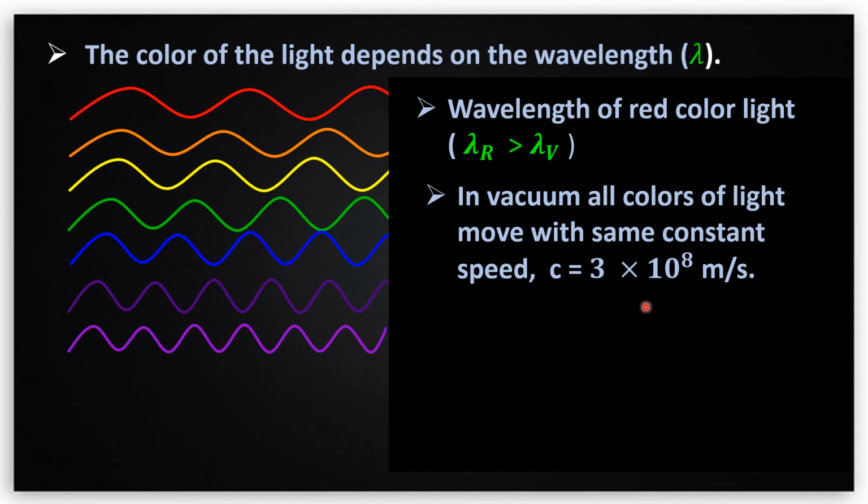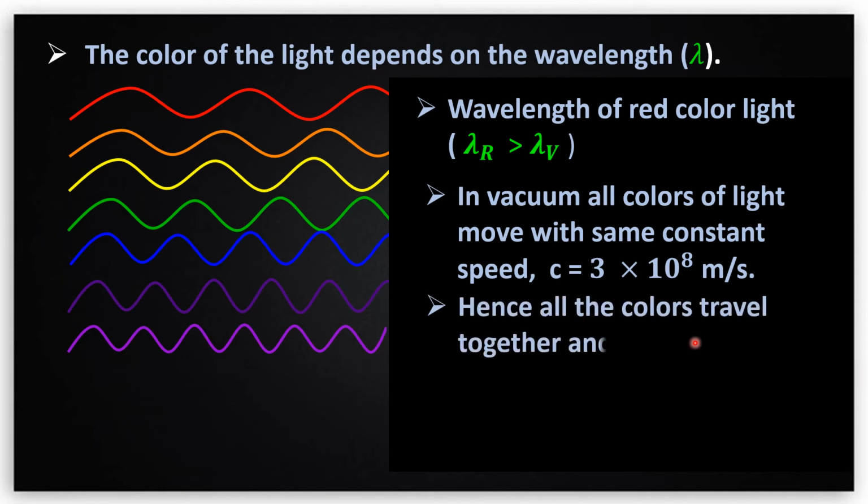If you convert it into kilometers per second, we get 3 lakh kilometers per second. Light travels such a huge distance in 1 second, 3 lakh kilometers per second. So in vacuum, all colors are moving with the same speed. Hence all the colors travel together and light appears white in vacuum. That's why the mixing of all these colors is nothing but white color.